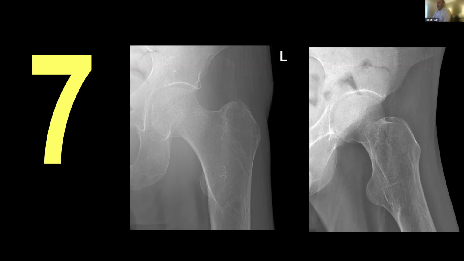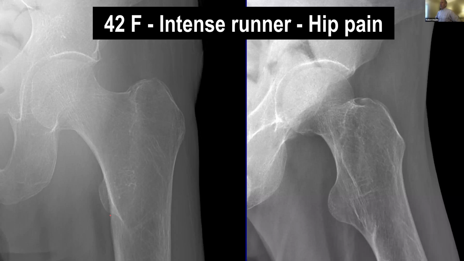All right, well, we're still hanging with the hip and being very high yield. 42-year-old woman, an intense runner with hip pain. And I'll let you look at that.